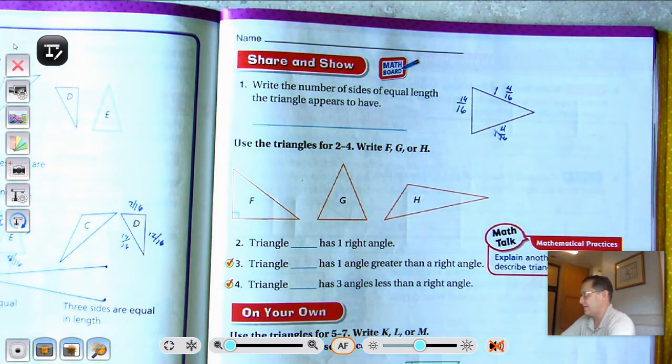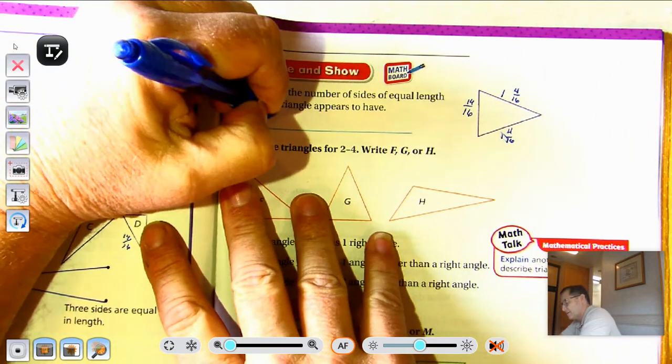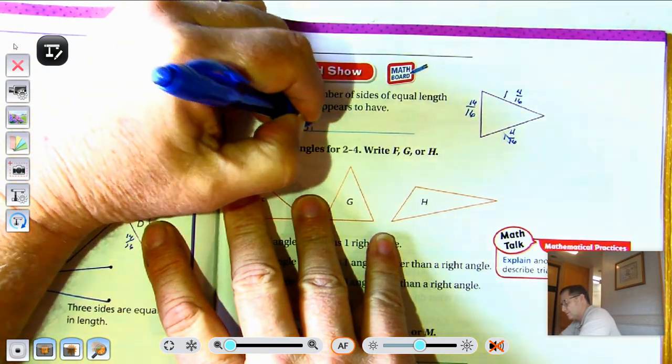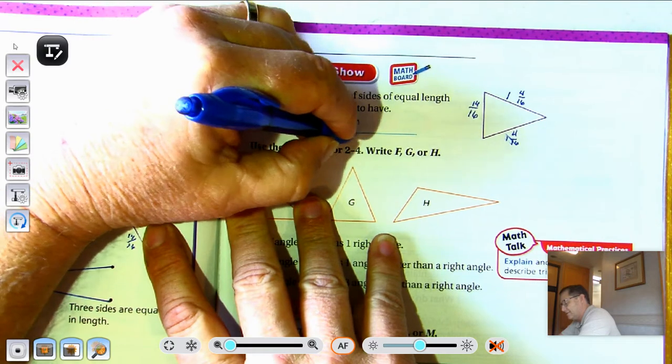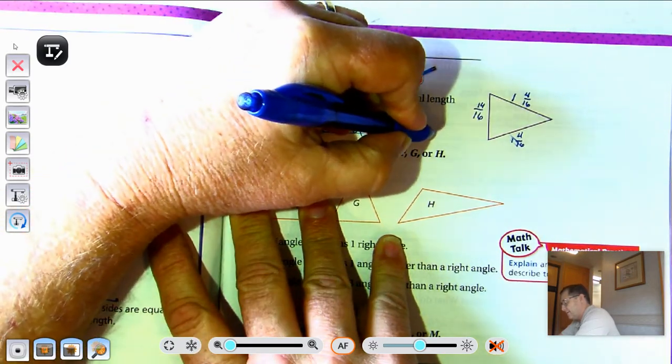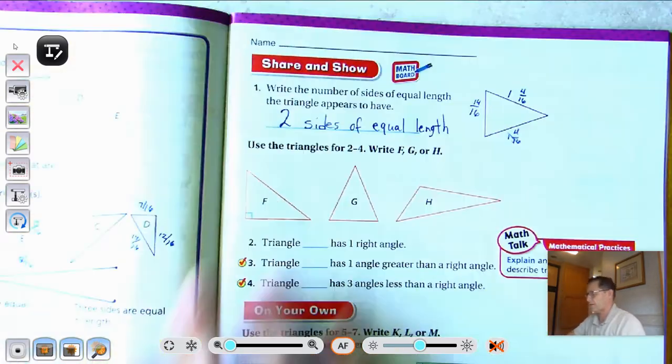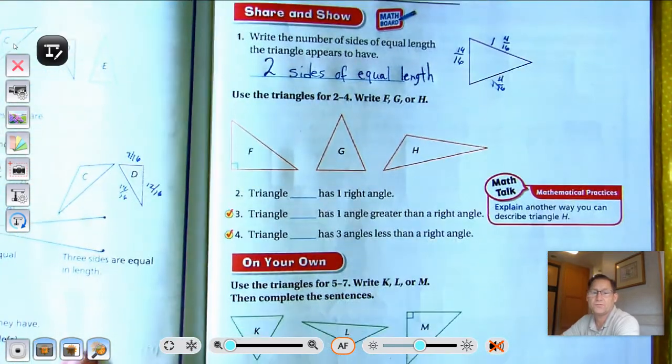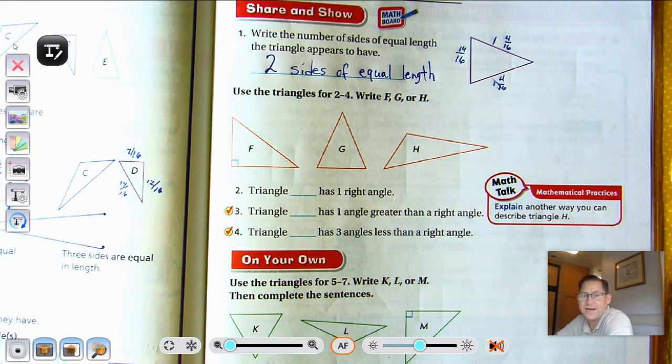So write the number of sides of equal length the triangle appears to have. Two sides of equal length. Use triangles 2 through 4. Write F, G, or H.